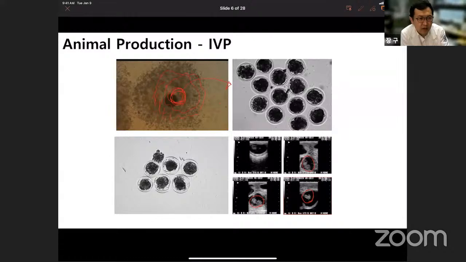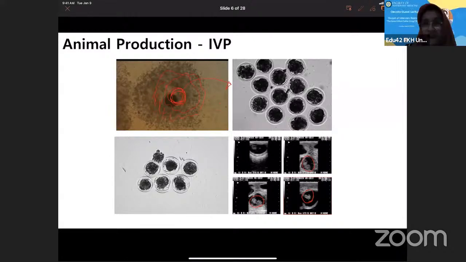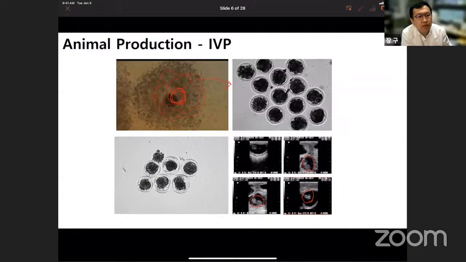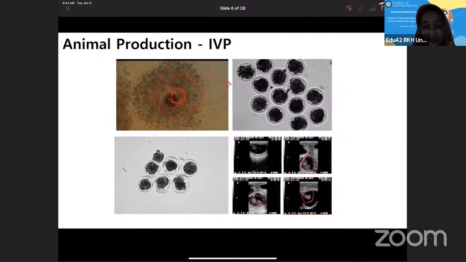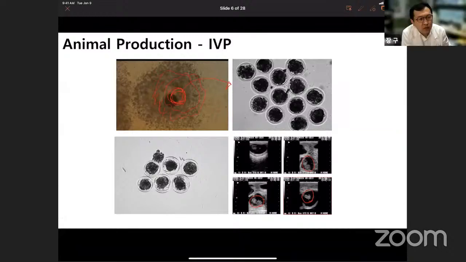Yes, we already compared that. You already compared, okay. And about milk analysis of the transgenic cow, better or higher protein content, casein content, and how about the microorganism? Yeah, we didn't analyze that. In the future, I want to do that. Thank you for your good questions.